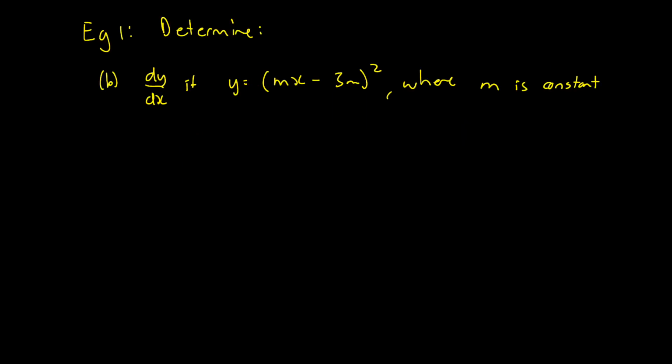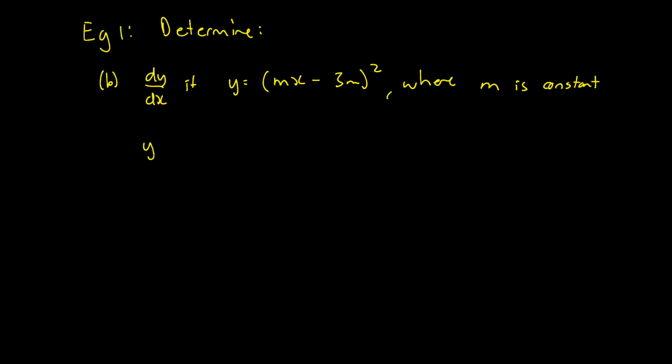Okay, example 1b. Determine dy over dx. That's another way of just saying determine the derivative. If y equals mx minus 3m all squared, where m is a constant. Alright, so the first step that we need to do here is to multiply out that bracket.